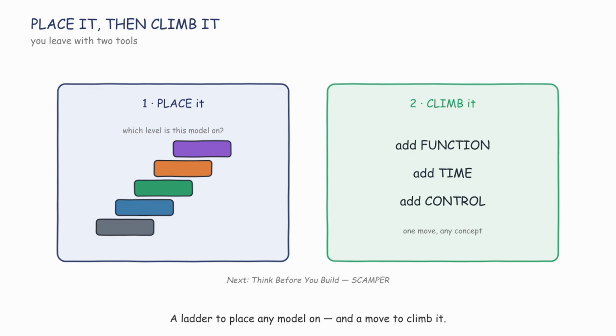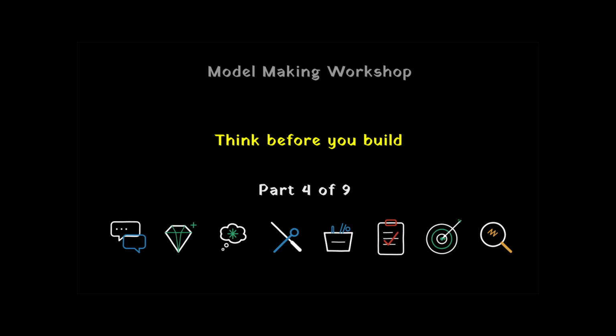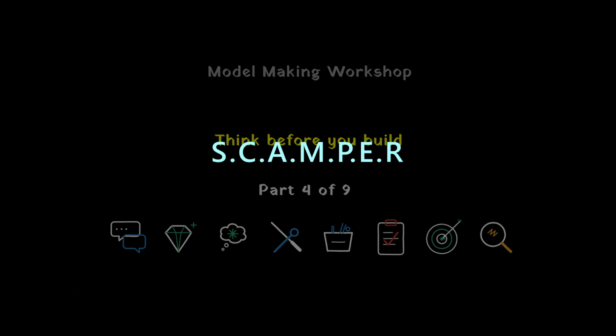But climbing needs ideas, and good ideas don't arrive by accident. In the next video, we borrow a tool from designers and engineers called SCAMPER, a reliable way to generate a dozen ways to improve or climb any model before you build a single thing.